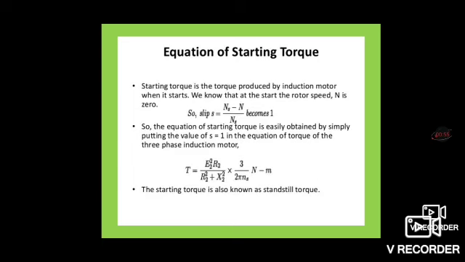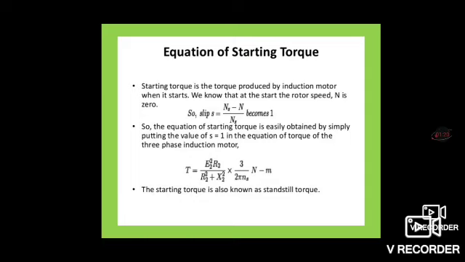Let us see the equation of starting torque in the induction motor. Starting torque is the torque produced by an induction motor when it starts. We know that at the start the rotor speed N is 0. So slip s equal to (Ns minus N) divided by Ns becomes 1, since at the starting time the rotor speed N is 0, that is Ns divided by Ns equal to 1.